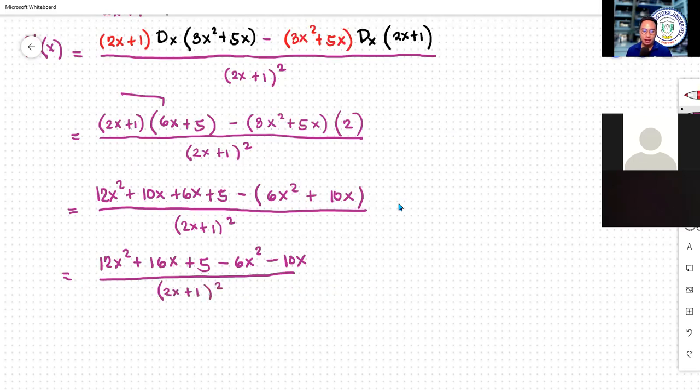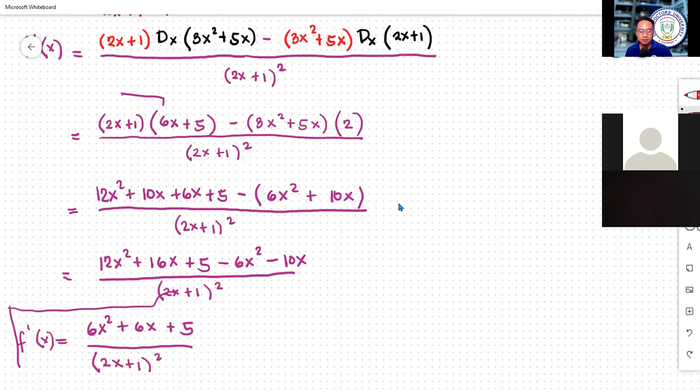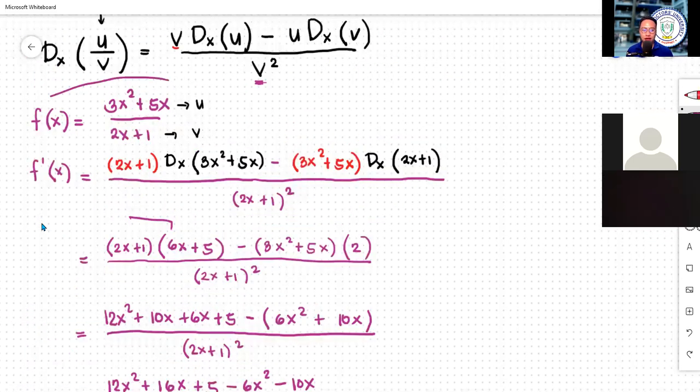2x plus 1 squared. And then the things that we can combine in the numerator: we have 12x squared, 16x minus 10x, that's going to be plus 6x, and lastly the plus 5. And then you copy the denominator, 2x plus 1 squared. This is your final answer. This is the first derivative of this expression, this one here, using the quotient rule.